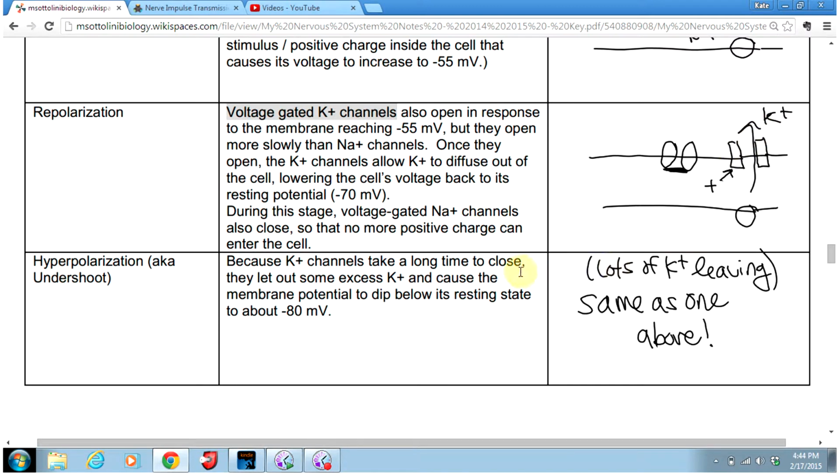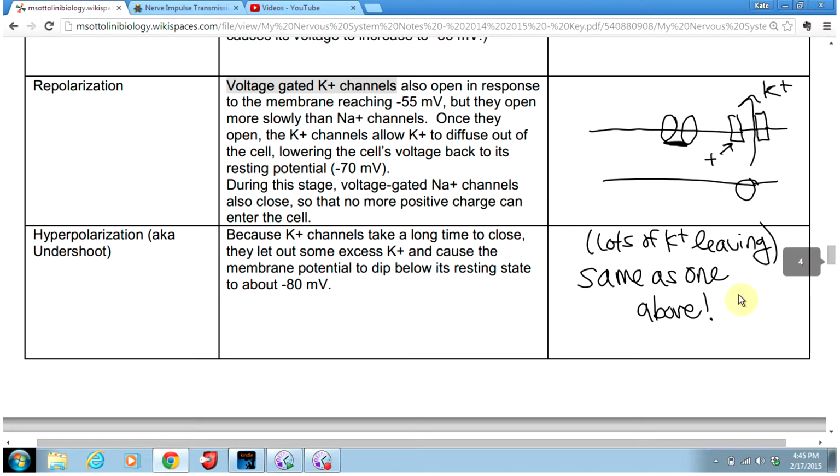The K+ channels take a really long time to close, so they do let out some extra K+. That's called the hyperpolarization or undershoot phase, and they cause that membrane potential to dip below its resting state. So below -70, even down to about -80, as those K+ channels are struggling to close. So we're going to have about the same picture in hyperpolarization. It's just more K+ leaving.